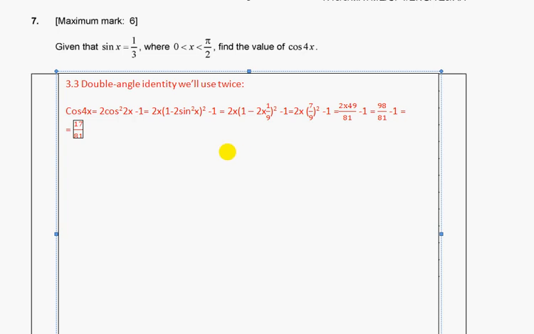Right, then we put, instead of the value of sine, 1 over 3 squared, 1 over 9. And if you do very accurately, work with fractions, so 1 minus 2 over 9 gives us 7 over 9. 7 over 9 squared gives us 49 over 81, multiplied by 2 gives us 98 over 81, minus 1 gives us 17 over 81. Done.